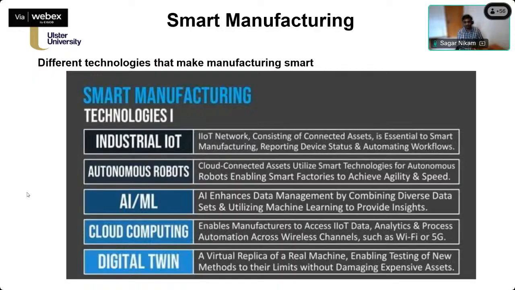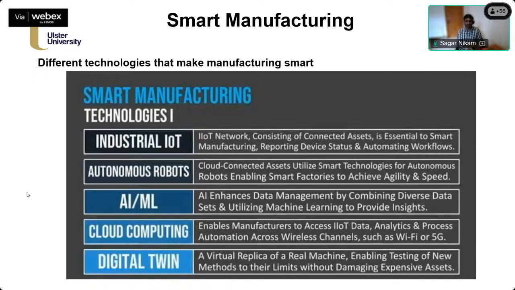Then another emerging technology is AI, artificial intelligence, machine learning, which helps to analyze the data and make informed decisions from that data. Cloud computing actually enables all the previous aspects, whether it is IoT, AI, or machine learning. Cloud computing helps to store your AI models, and IoT networks can access that data and perform the task accordingly. Another technology is digital twin.